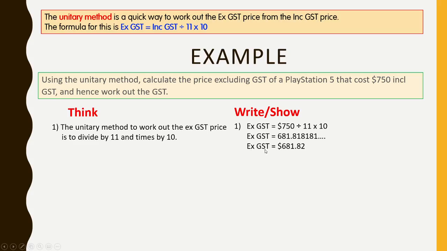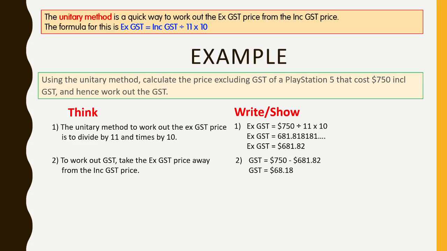And we get excluding GST is $681.82. Be careful with the rounding here because that may cause an error in your calculations. And hence, to work out the GST price, we need to take the excluding GST price away from the including GST price. That gives us GST is equal to $750, that's our original price, minus 681.82, which gives us $68.18 as our GST paid for that.